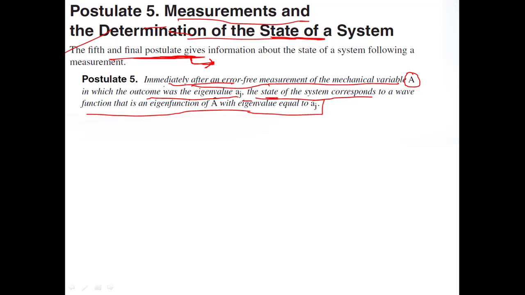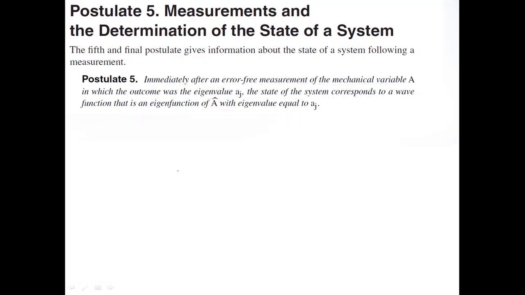Now when reading this it becomes complex, but let me write this. See what it tells: immediately after an error-free measurement of a mechanical variable A, in which the outcome has an eigenvalue Aj, the state of the system corresponds to a wave function that is an eigenfunction of A corresponding to the eigenvalue Aj. So I can say this.